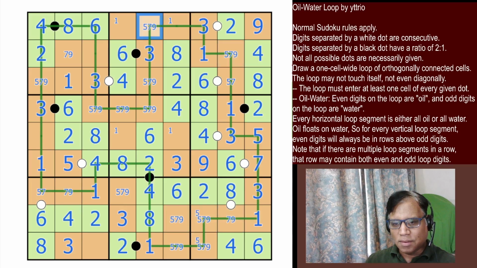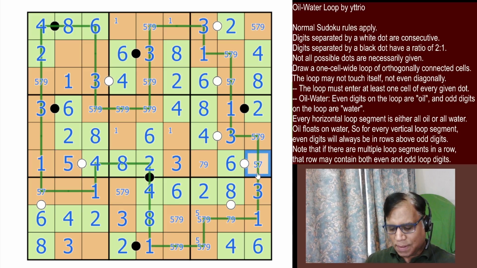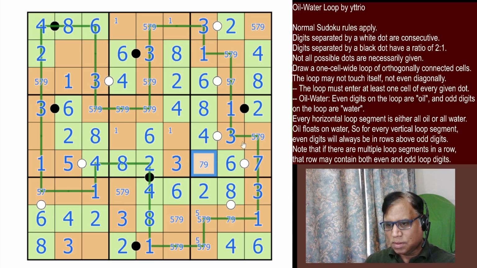So that 5 was right. Wait, let me check this 5. Why did I put this as 5? 1. Oh, yeah, 4, right? So that 5 is correct. That 5, and that has to be 7. That 7 means this has to be... Why can't that be 5? Oh, 5 is here. So that means 9.